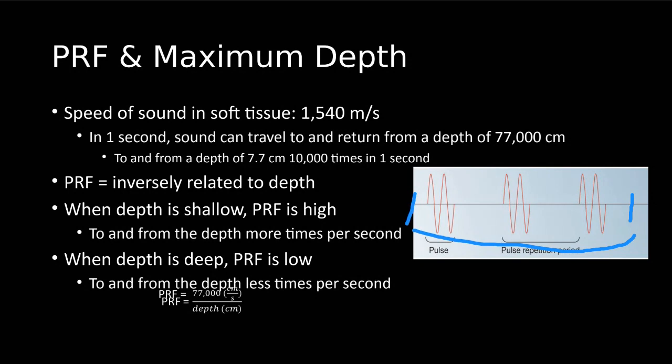So when our depth is shallow and we have that superficial imaging, that's when we can talk and talk and talk in that 1 second time frame, because we don't need as much listening time when we have that shallow imaging. And then vice versa, when our imaging is deep, our PRF is low because we have to listen more. So it takes longer for that to happen. Therefore, it's going to be decreasing the amount of cycles or pulses that we can send in. So again, you can calculate this.